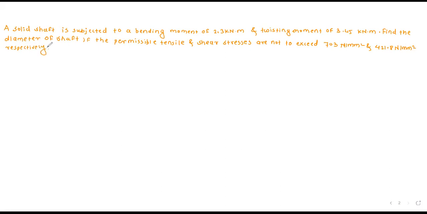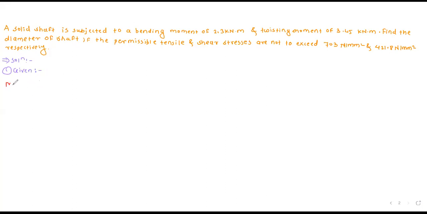So this is the reverse type of question. In this question, the permissible tensile and shear stresses, that is sigma 1 and tau, are given, and from that we have to find the diameter of the circular shaft. So this is the reverse type of problem. Now we will solve. First we will write which parameters are given.